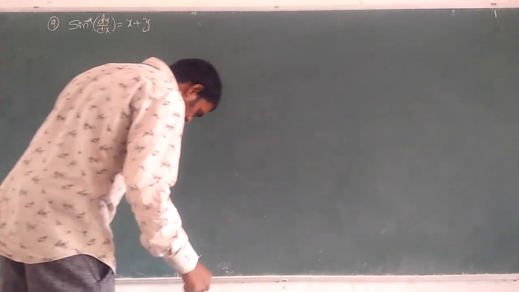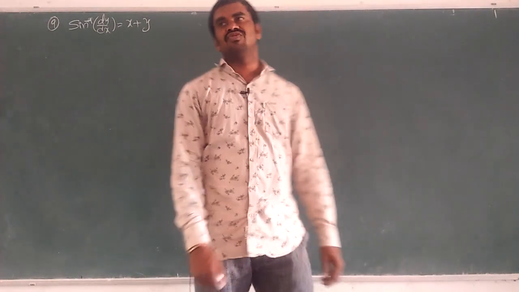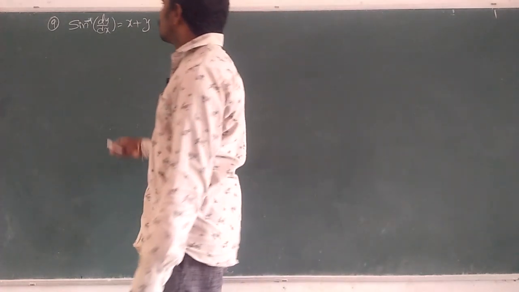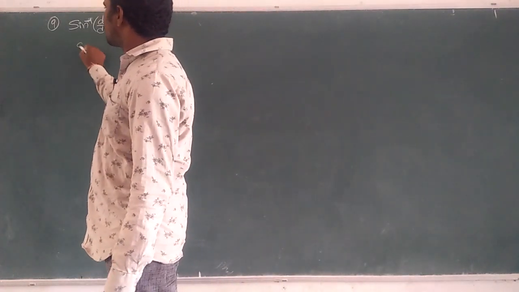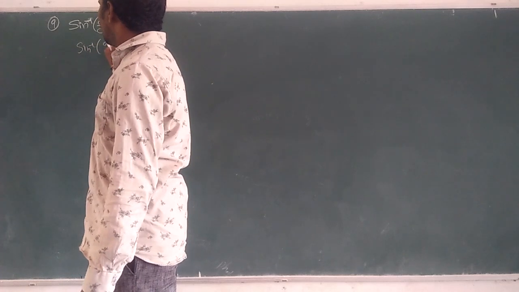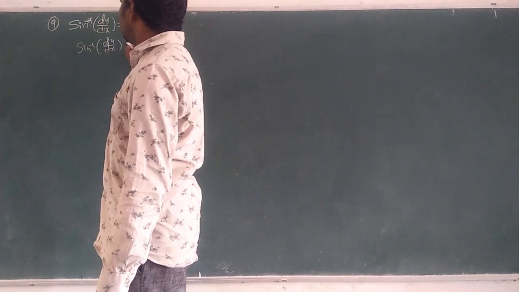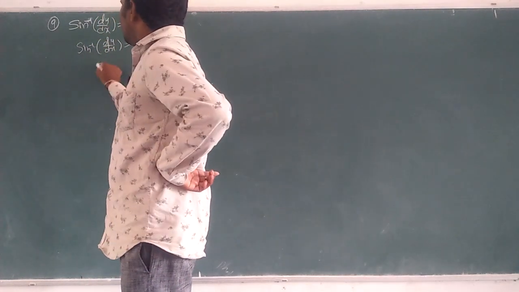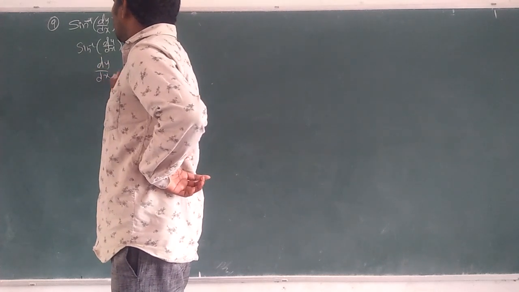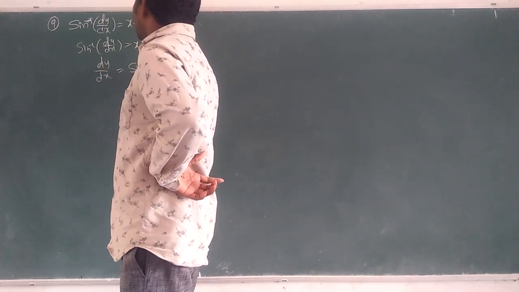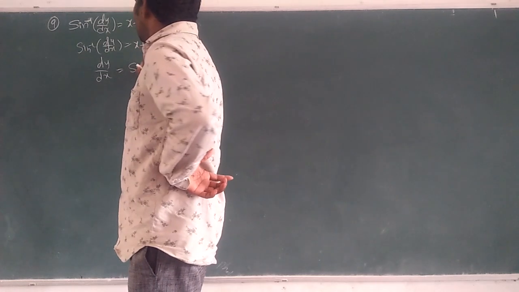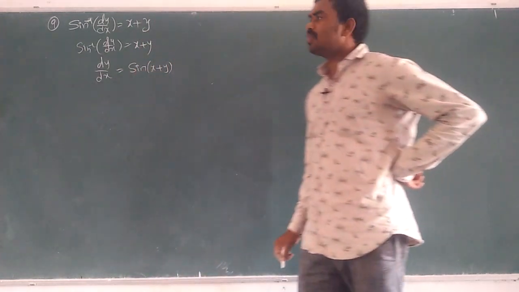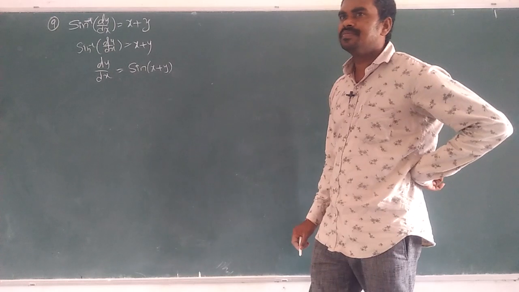Yes, next 9th question. Sin inverse of dy by dx is equal to x plus 1. So, sin inverse means if you send this sin inverse to the right side, then what we can get? dy by dx is equal to sin of x plus 1. Okay, here also the same. Which one is taken as t?